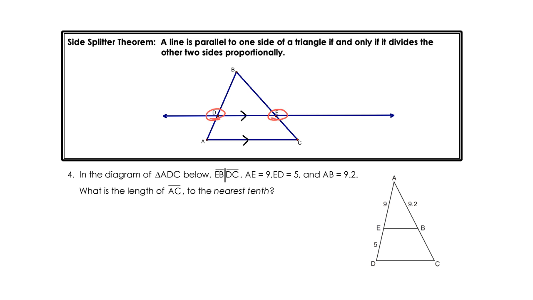So these are just points, okay? Don't have to be midpoints on two sides of the triangle. And when you connect them, this segment here is going to be parallel to your third side. So it says a line is parallel to one side of a triangle if and only if it divides the other two sides proportionally.